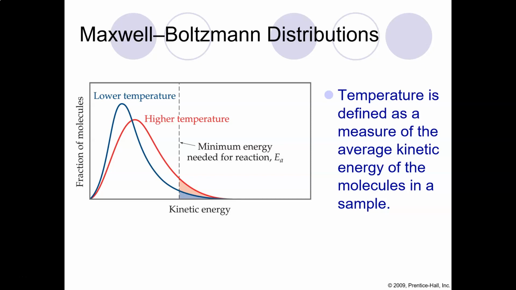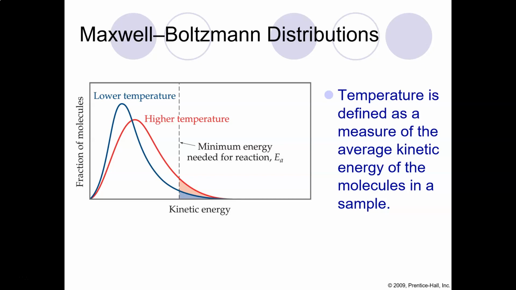So that means at a higher temperature, more collisions are going to meet the minimum, the activation energy, or higher. That's why increasing the temperature makes the reaction go faster: at a high temperature, the molecules are moving faster, so when they collide, more of them will have enough energy to get over the hill.